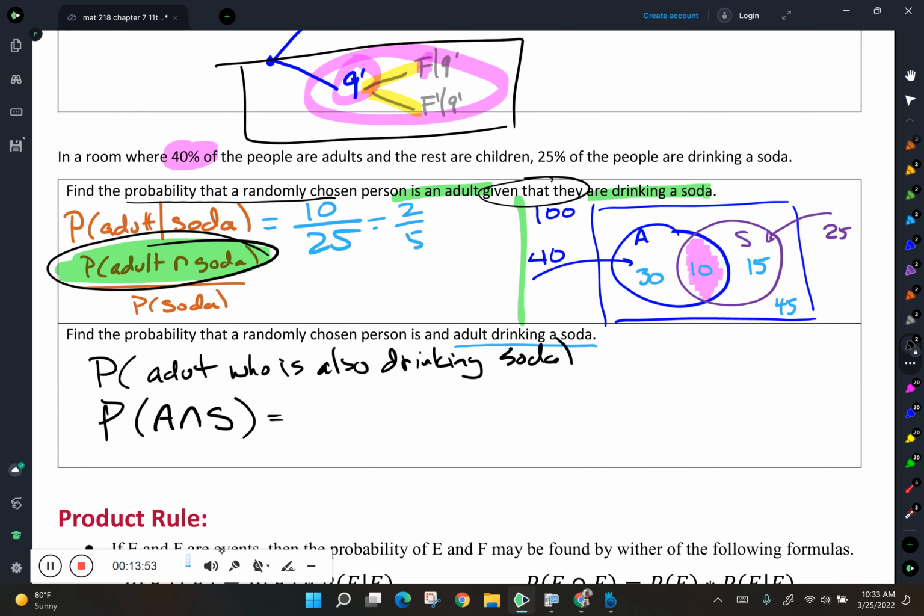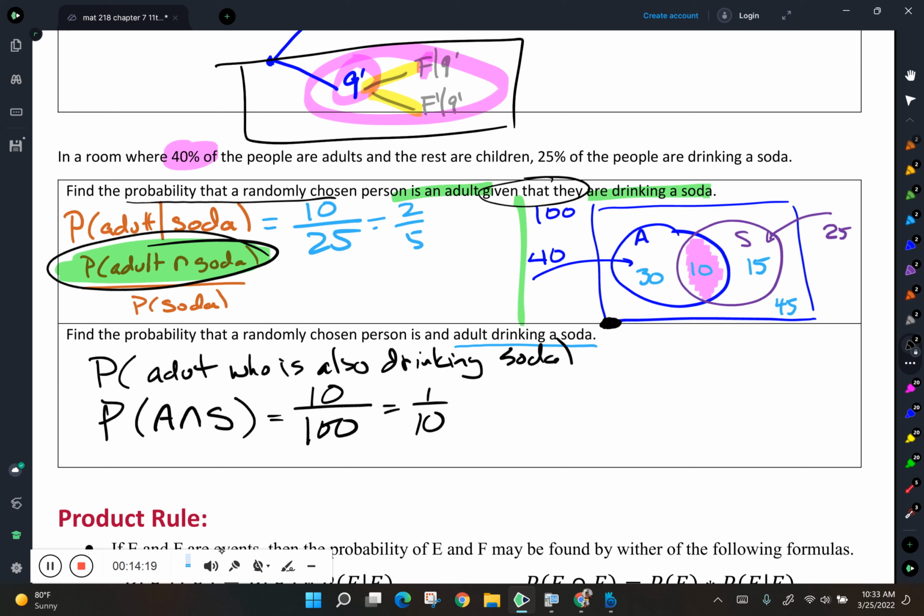And so what we're going to do is go back to this little Venn diagram I made over here. We're going to say that there are 10 people who are adults who are drinking soda, but there were 100 people in the room, because we have not reduced our sample space from the original 100 people that we put in the room. Okay? And so we would get 10 out of 100, or 1 out of 10.